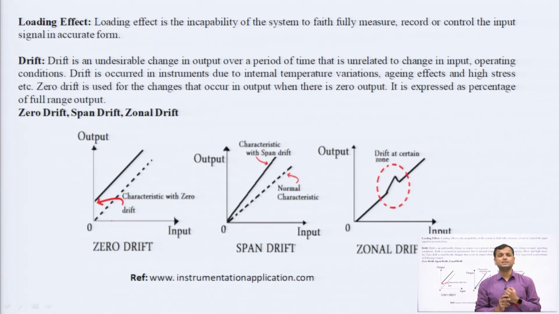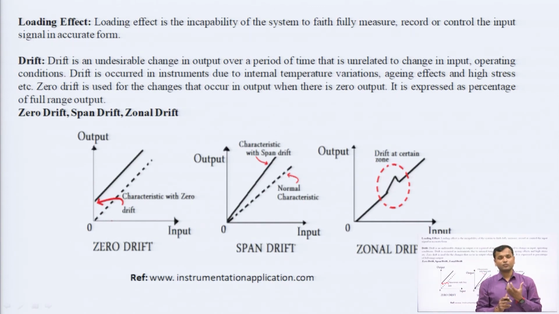Next characteristic is drift. A drift is an undesirable change in output over a period of time that is unrelated to the change in input, with respect to the operating conditions. A drift occurs in an instrument due to internal temperature variation or any environmental changes.